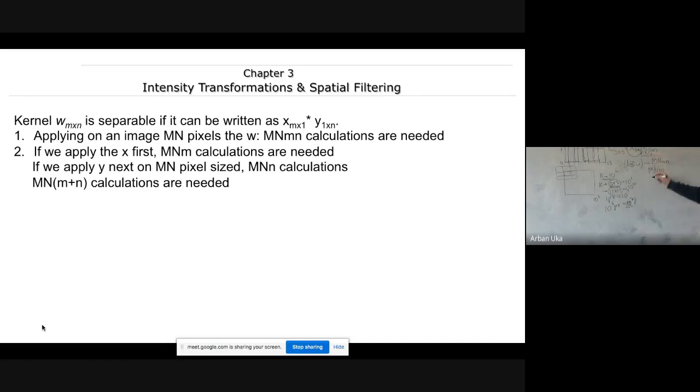Then, if we convolve with the other filter, which is the y, the number of calculations would be mn times n. So if we add these two together, we get mn times (n plus n). So this is how many calculations we need if we convolve the image with a filter which can be separable.